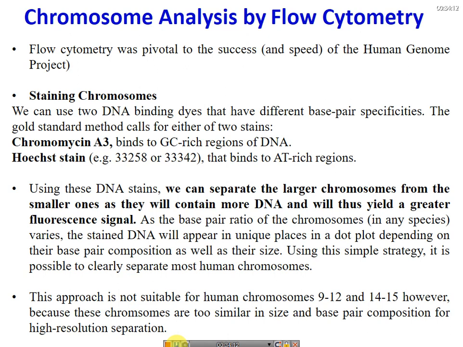And we can plot a dot plot depending on their base pair composition as well as their size, and they always will fall onto particular unique places. By using this simple strategy, it is possible to separate all the human chromosomes, except chromosome number 9 to 12 and 14, 15, because these chromosomes are very small in size, and their base composition is almost similar for high resolution separation. So other than that, we can separate all the chromosomes.